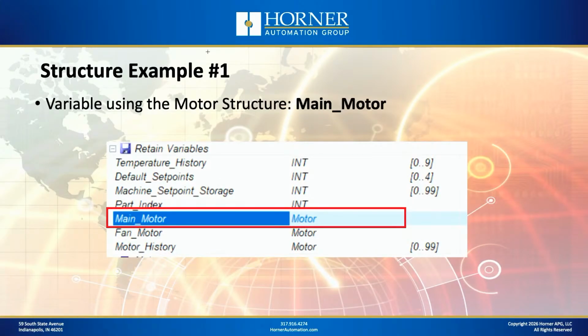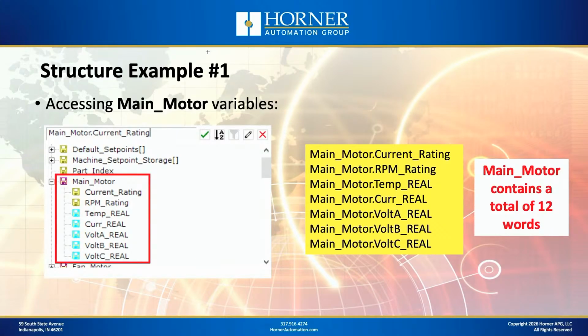After you've created a structure, all right, then what you can do is create variables that use that structure. So on the screen here, I have a snapshot from the program variable window that shows I have created 3 different variables that use the structure motor: main motor, fan motor, and motor history. And if you look carefully at motor history, you'll see that that is an arrayed variable with a dimension of 100.